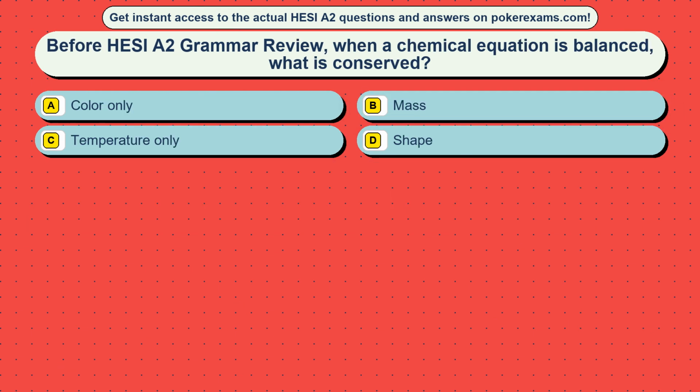Question 25. Before HESI A2 Grammar Review, when a chemical equation is balanced, what is conserved?